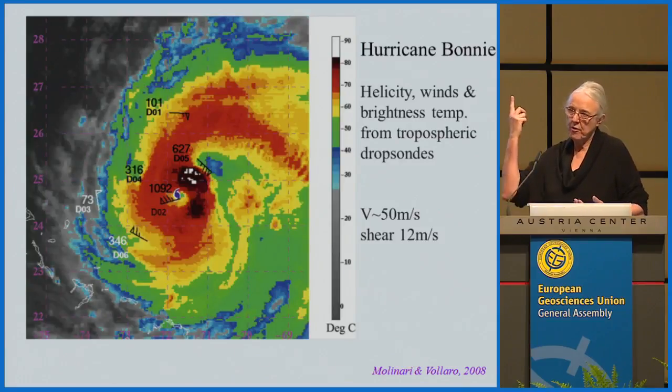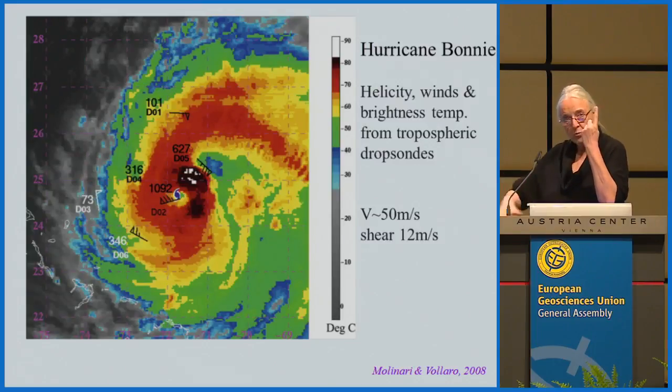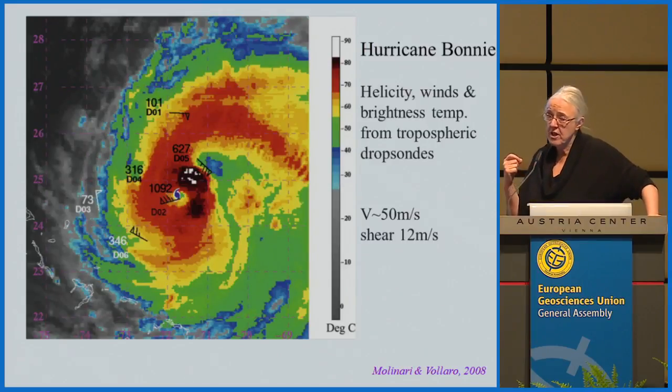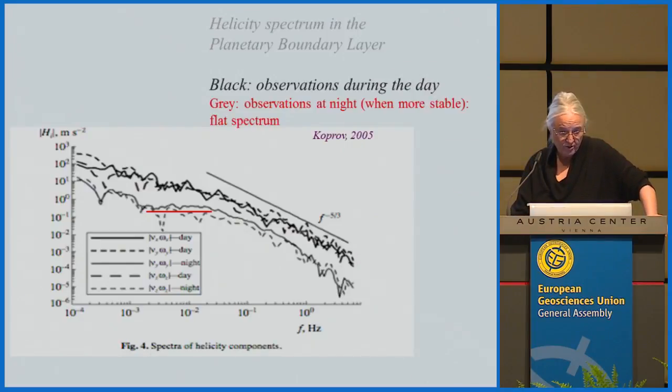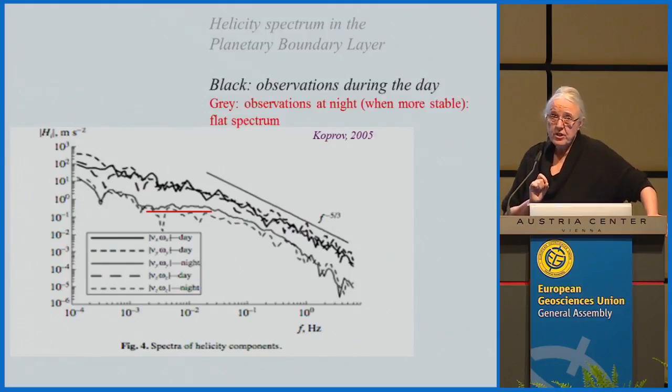But if you have an updraft or a downdraft, then this vertical velocity is going to be parallel to the vorticity coming from your quasi-2D flow, and therefore helicity is strong. So it is one of the things they measure to try to predict hurricanes, although, of course, it's difficult. The signature of helicity on the energy spectrum is visible at night.